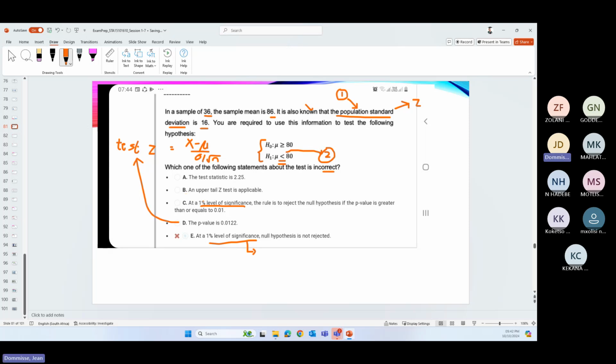So are we working with the upper tail Z or are we working with the lower tail Z?